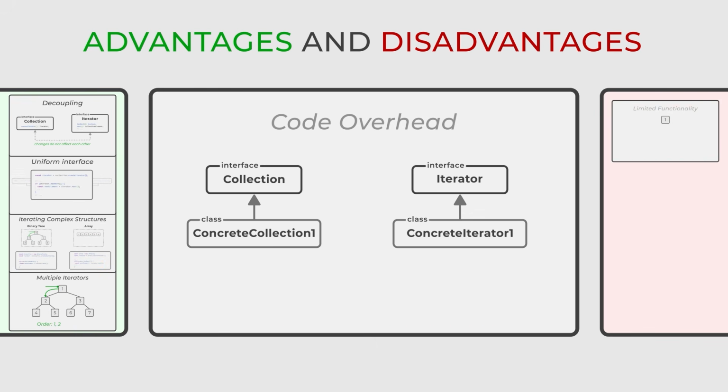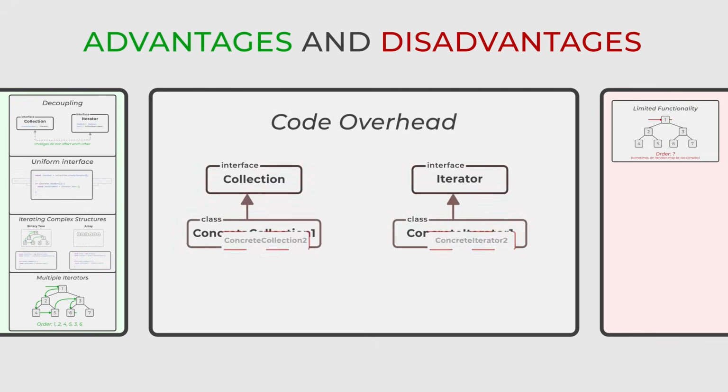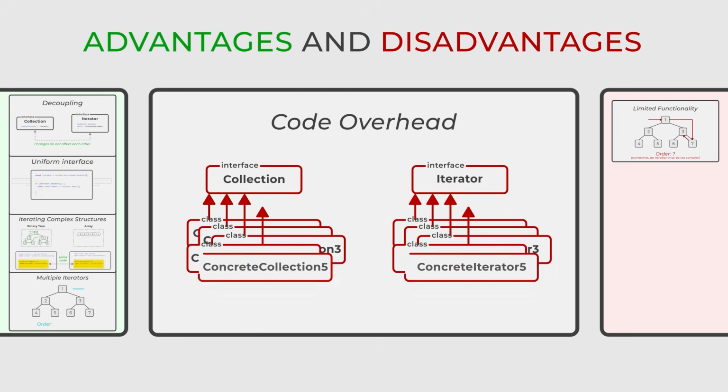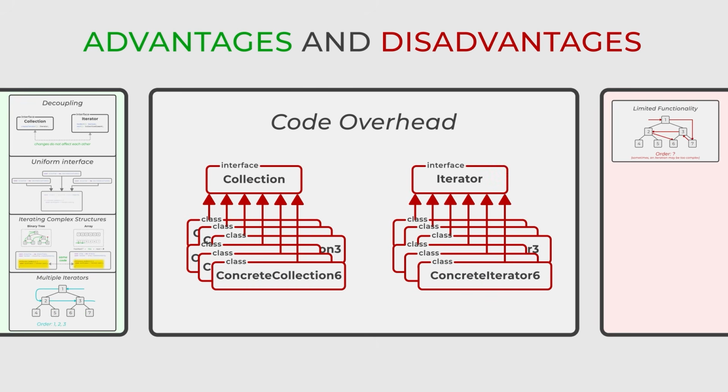Additionally, there is the issue of code overhead. The need to implement custom iterators and aggregators can lead to additional complexity in the code. This factor becomes especially visible in simple scenarios where such complexity may not be justified.